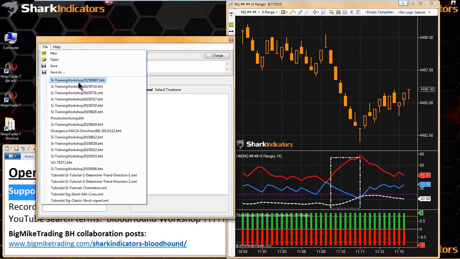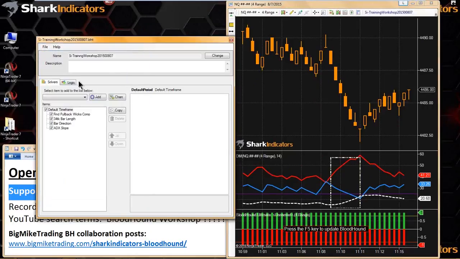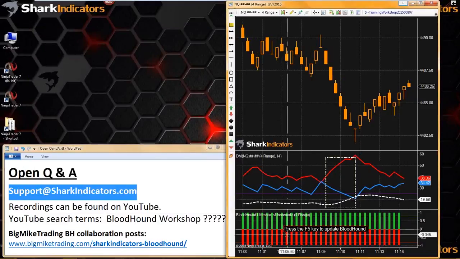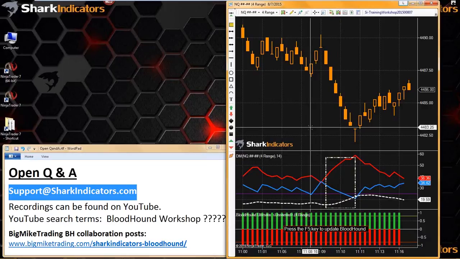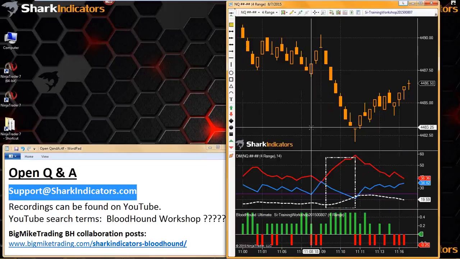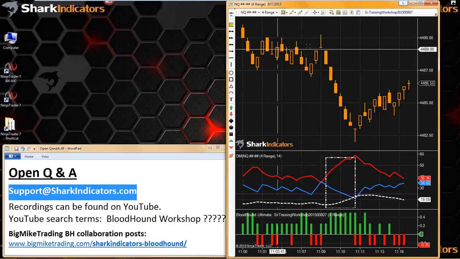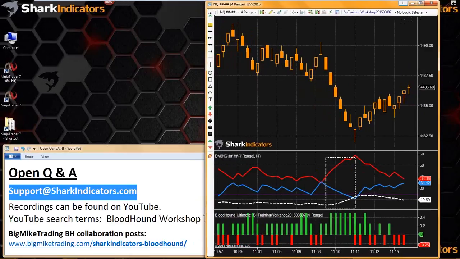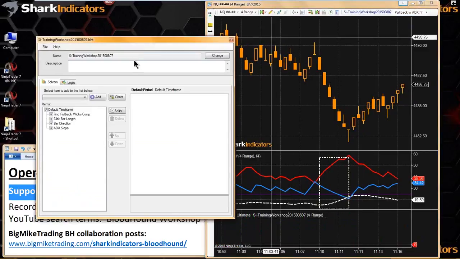So let me load up today's system. There we go. Whenever you load a file into BloodHound, you'll see down here on BloodHound it says we have to press F5, so that way we can get Ninja to build all that indicator data that we need.